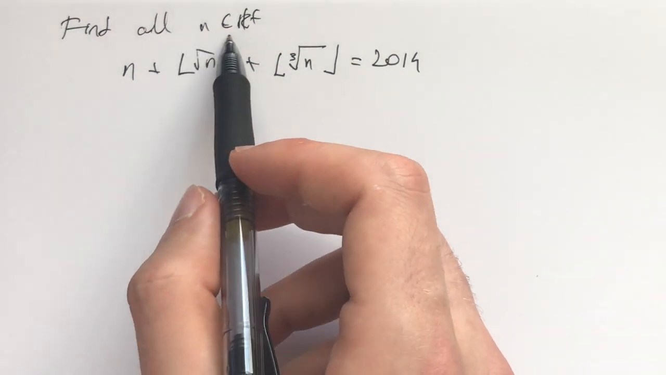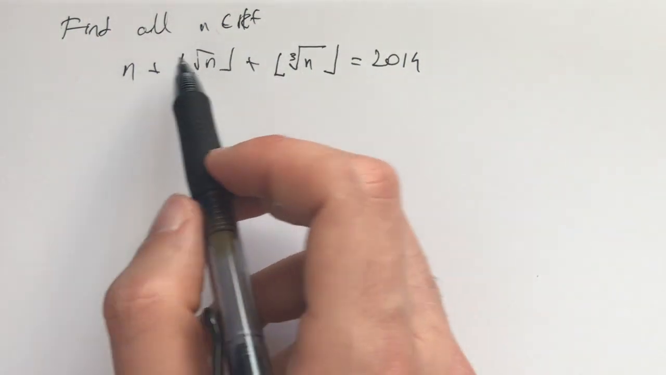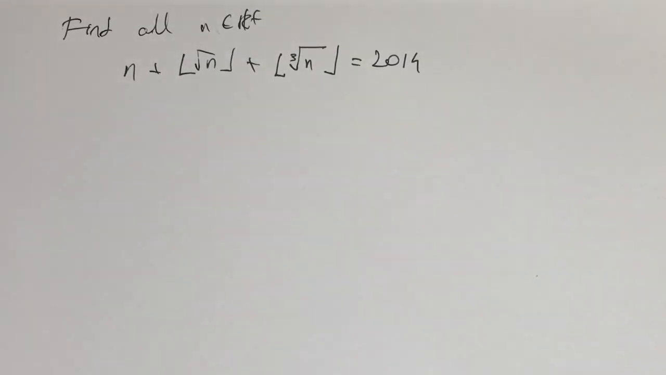It says find all n in the positive real numbers such that n plus the floor of the square root of n plus the floor of the cube root of n is equal to 2014. Now, I am biased, but I think this is a wonderful, simple problem statement.